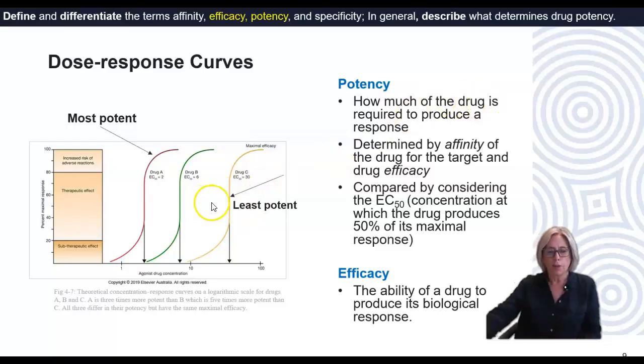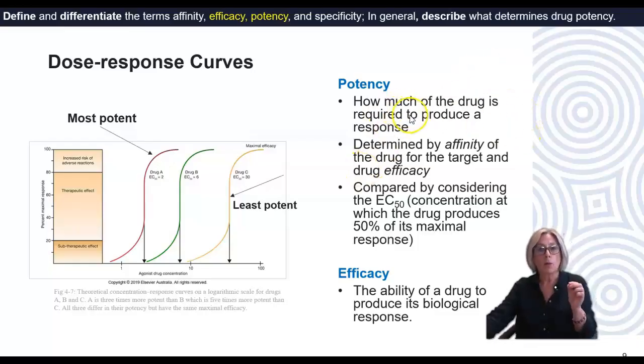Now, we'll look at this figure in a minute, but we'll talk here about potency. And you often hear, oh, that's a very potent drug or whatever. Potency is how much of the drug is required to produce a response. It's determined by the affinity of the drug for the target and also the drug efficacy, so the ability of the drug to produce its biological effect. And it's compared by considering the EC50, which is the concentration at which the drug produces 50% of its maximal response. And I really want to stress, of its maximal response, so it's individual to the particular drug.